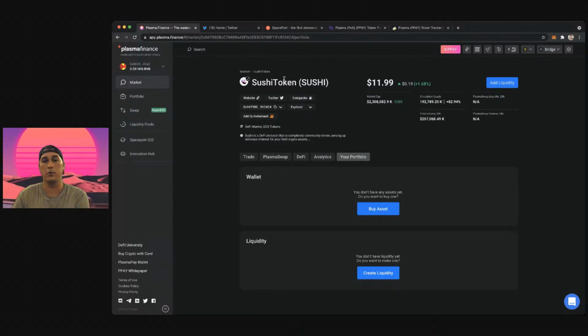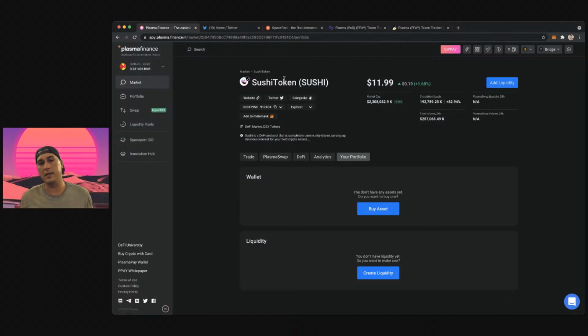So maybe our community can suggest which chain you want to have the next integration, because I know some of you already suggested some new chains that probably need to be supported by Plasma.Finance. But let's make some kind of governance voting in our Telegram chat to understand the whole position of our community on the next chain support.